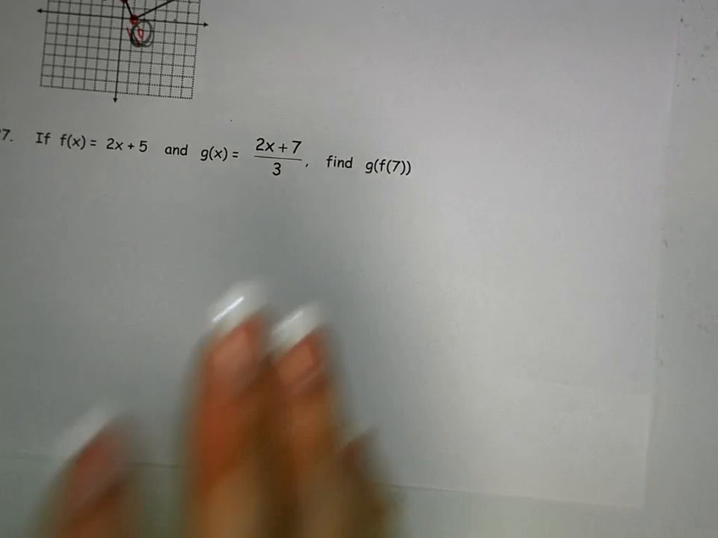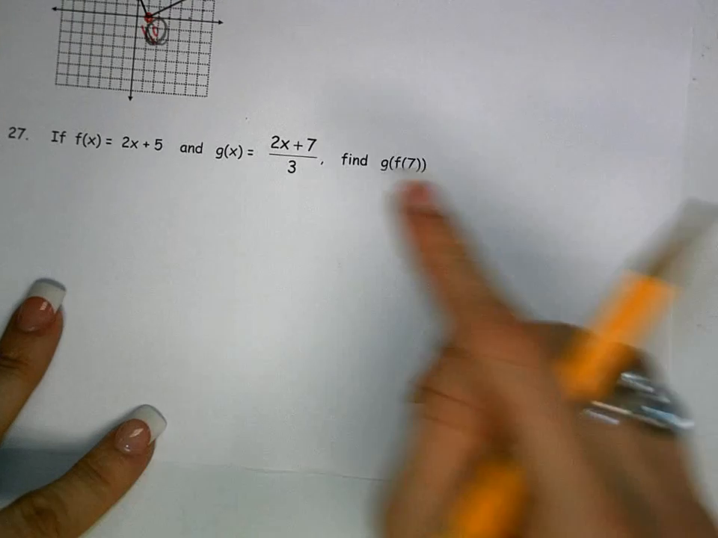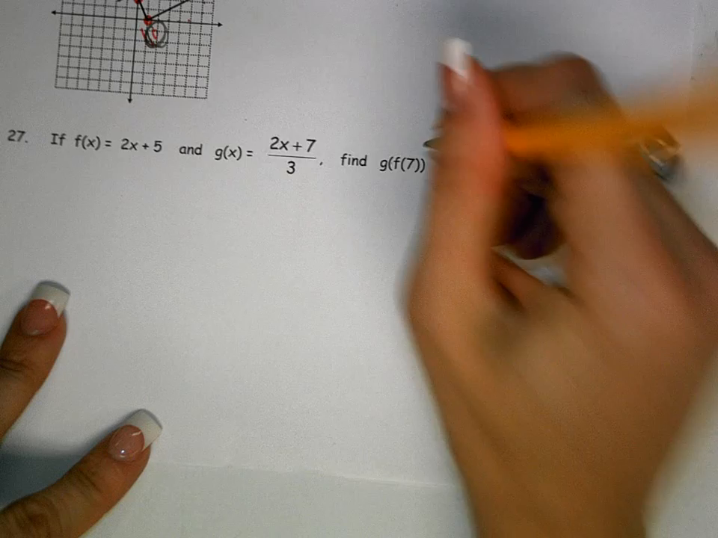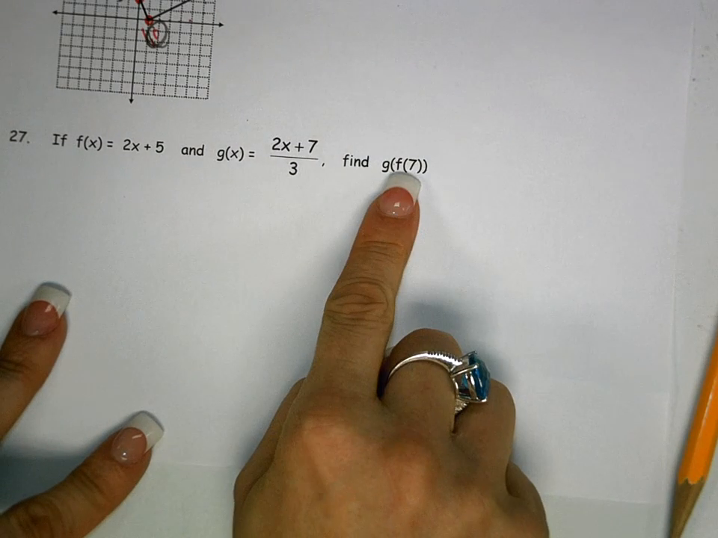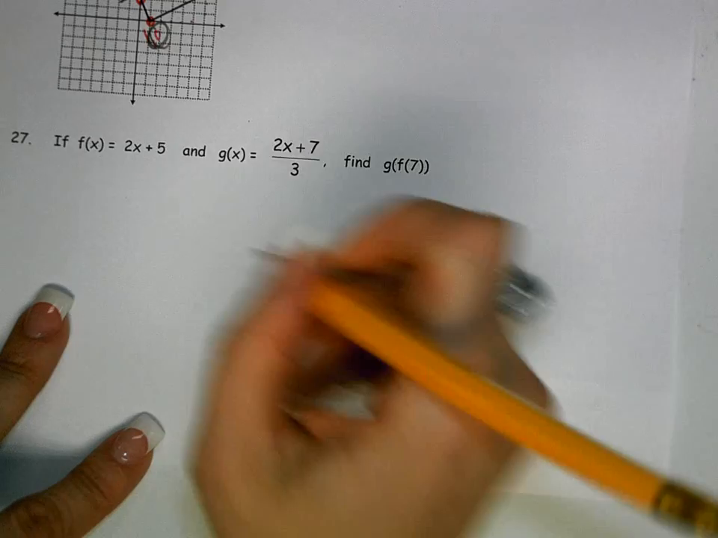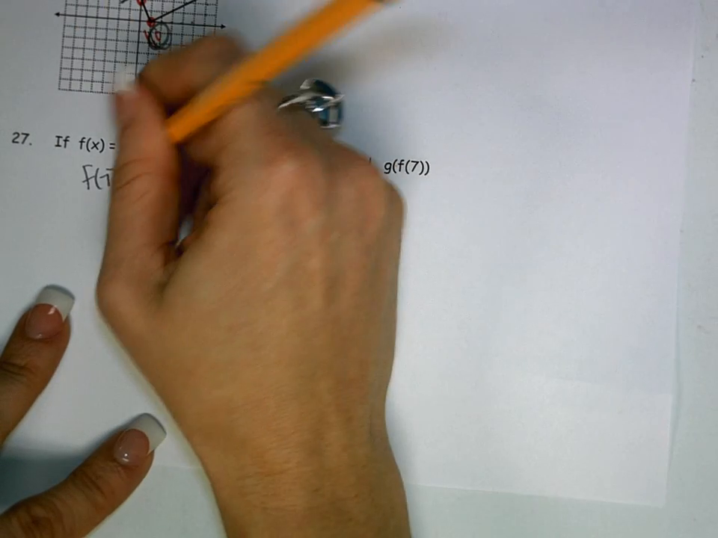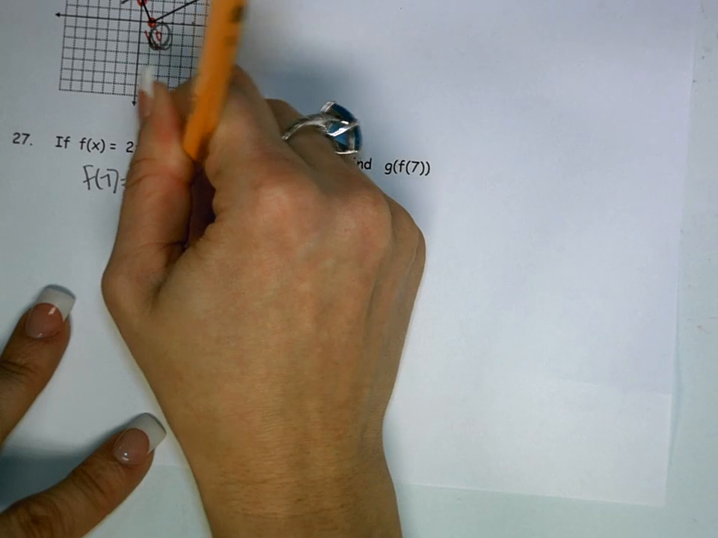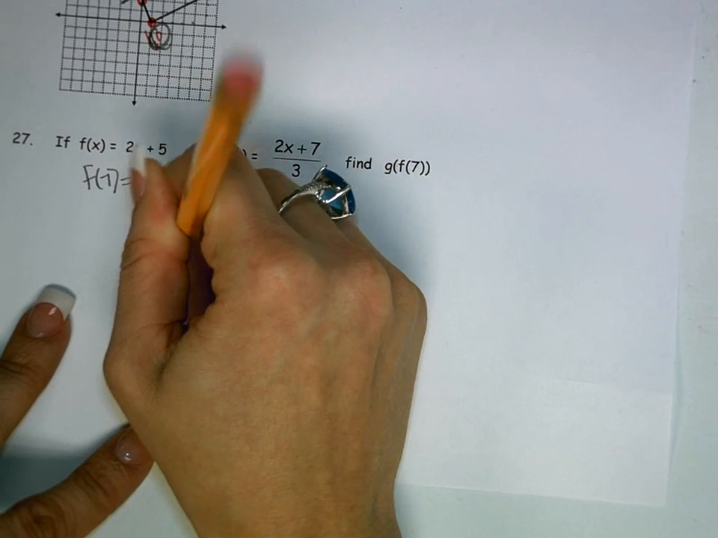Okay, 27. If f of x equals 2x plus 5, g of x equals 2x plus 7 over 3, find g of f of 7. We always start from the inside and go out. So first I want to find f of 7. Plug in 7 for x. So 2 times 7 plus 5. That gives you 14 plus 5, which is 19.